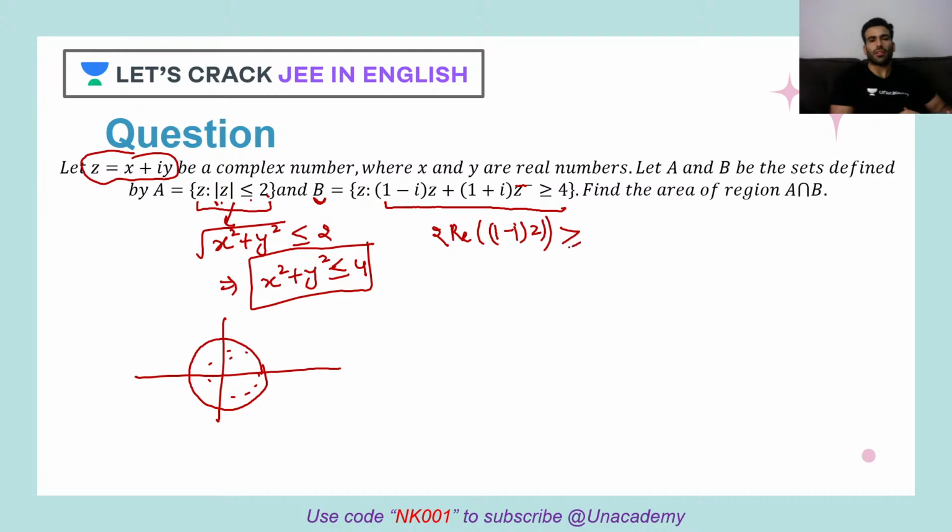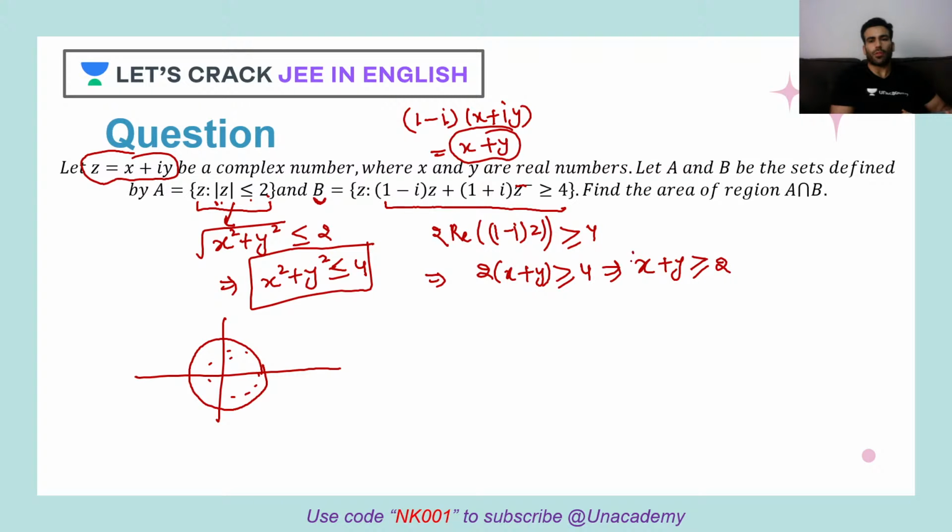So let's do this. First, 1 minus iota into x plus iota y. Let's calculate the real part. So 1x, and then we have minus iota square, which is plus 1 times y. So this is our real part. So twice of x plus y is greater or equal to 4. So we have x plus y greater or equal to 2.